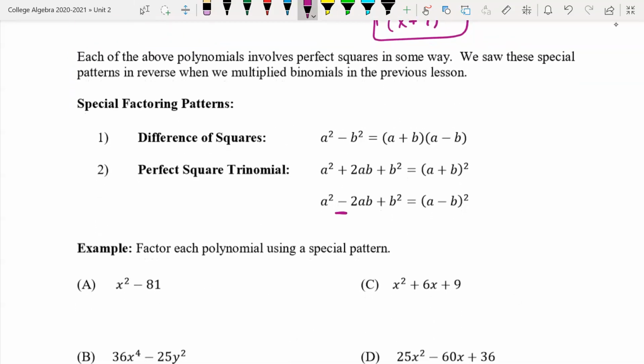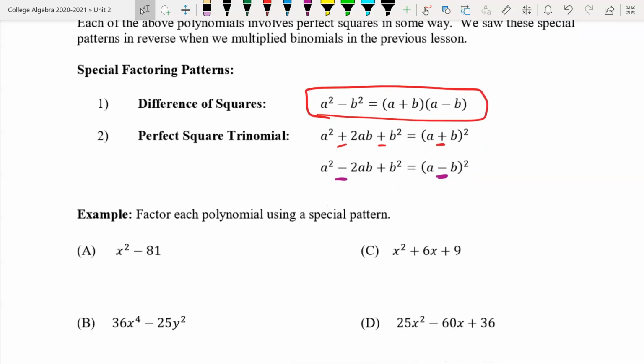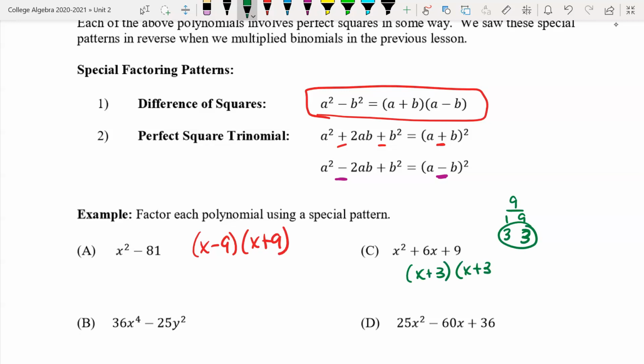So if it's a minus sign in the middle, if it's a plus sign, and the difference of squares, you're going to see a lot. It's like this one, the square root of 81 is 9, so I do x minus 9, x plus 9. Next one, I do the factors of 9, I get 1 and 9, 3 and 3. x plus 3 squared.